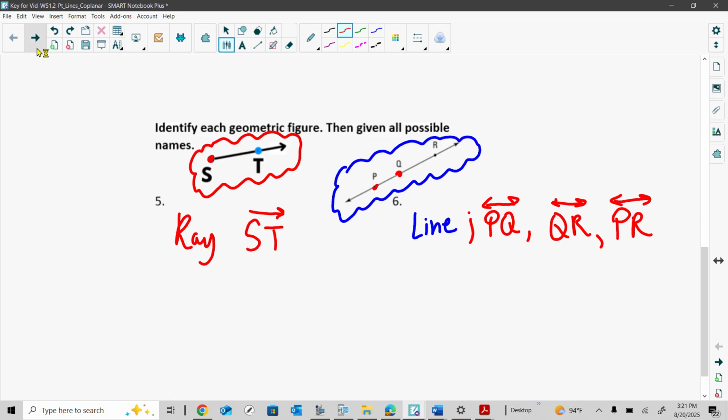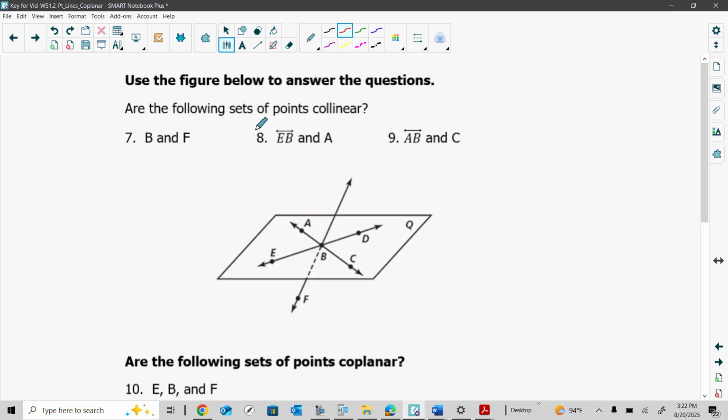So that was the front of our worksheet. We go here, again, we're trying to make sure we understand collinear points. But now we're using this plane Q. All right, so are R, B, and F collinear? This one was yes, because they're on this line that's going through plane Q.